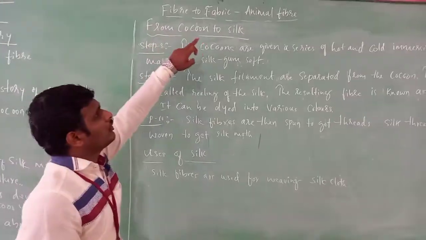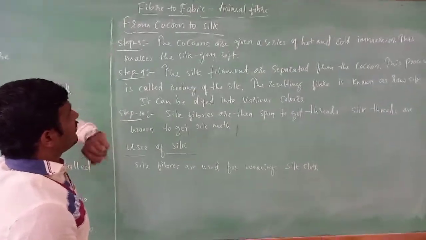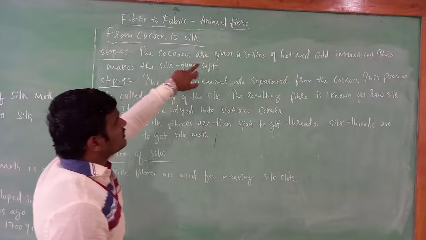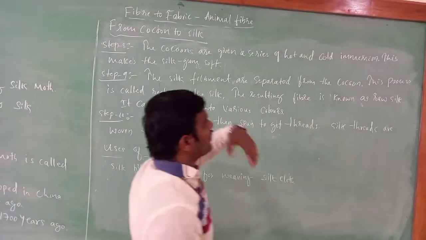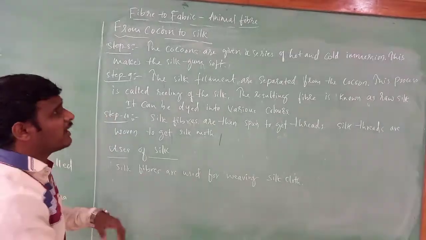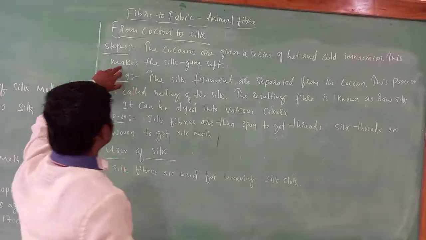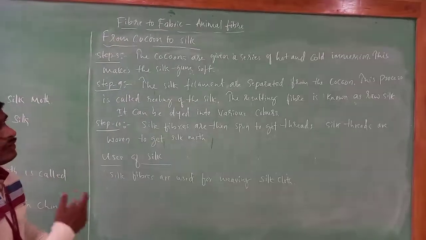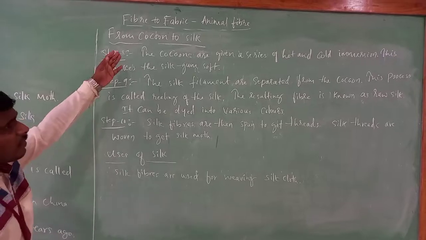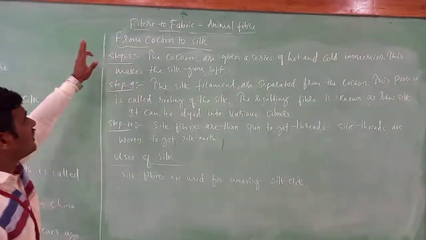So from cocoon to silk, the next step is the eighth step. Here the cocoons are given a series of hot and cold immersions. That means we give several immersions of hot and cold water. This makes the silk gum soft. So when we give the hot and cold immersion to the cocoons, that makes the silk soft. So this is step 8.